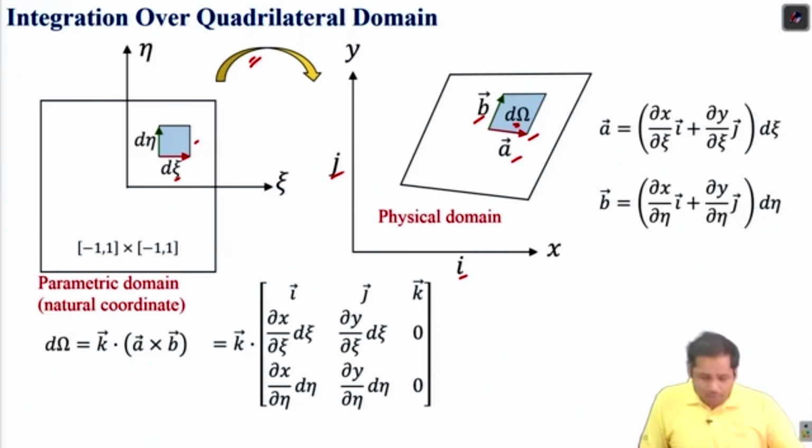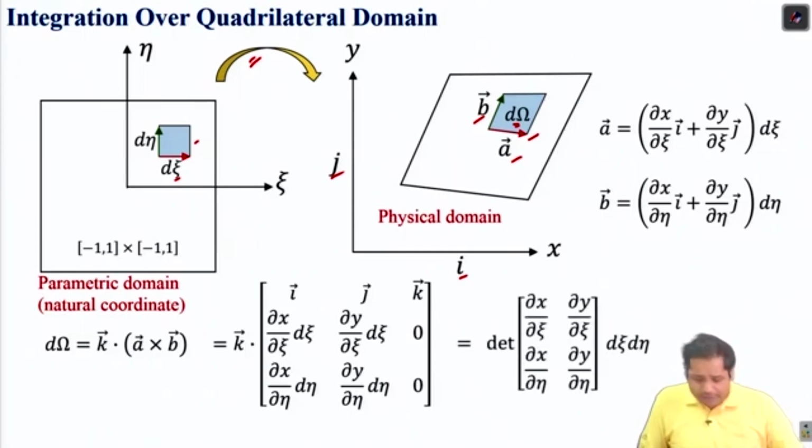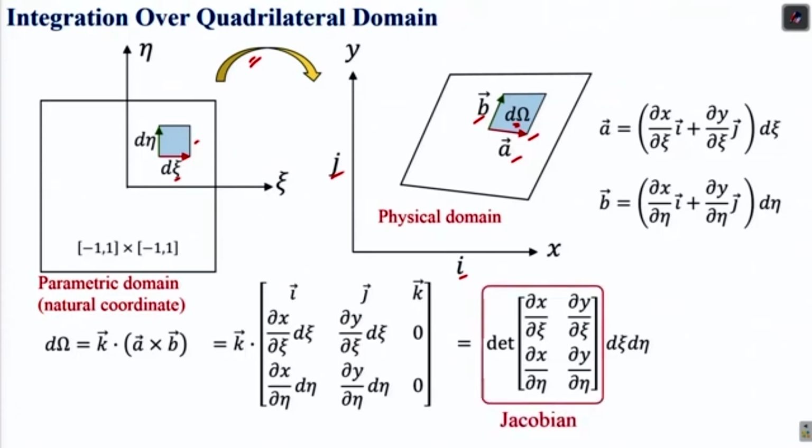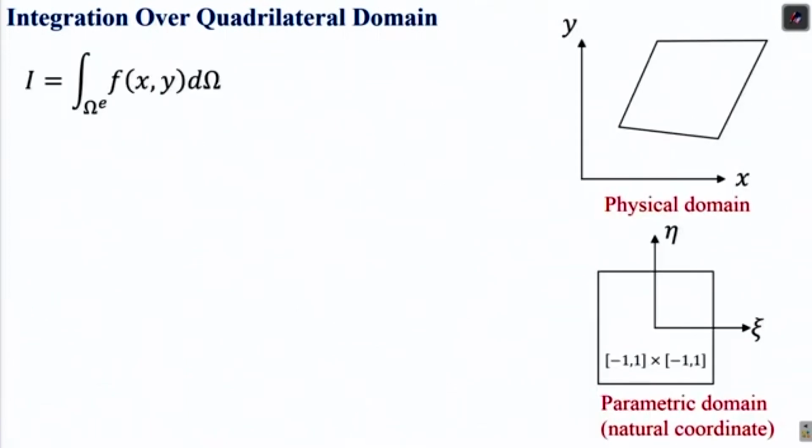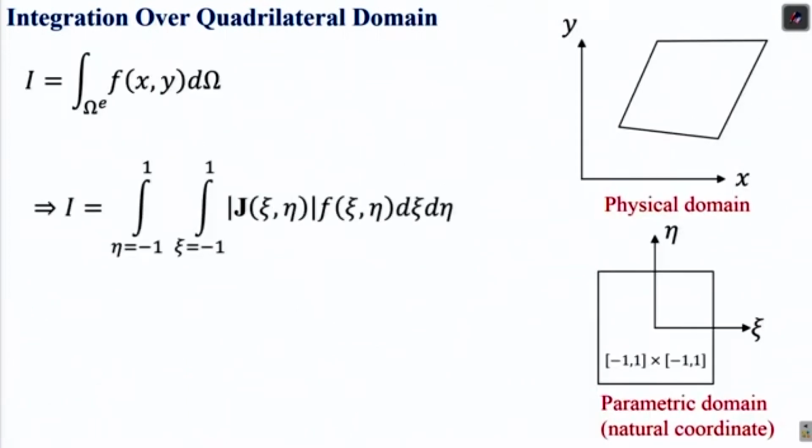So these can be written in matrix form as this. If we evaluate, this will give you the determinant of this matrix. This is essentially the Jacobian. So then the small d omega can be written like this. Now in the integration, this d omega will be replaced by this, and the function, which is written in terms of variables x and y, now needs to be written in terms of xi and eta. So this function can now be written as this.